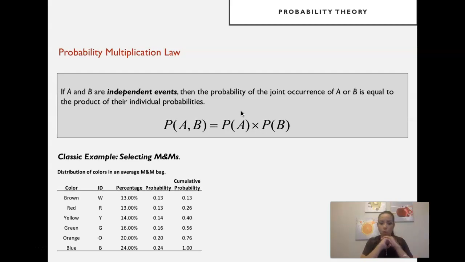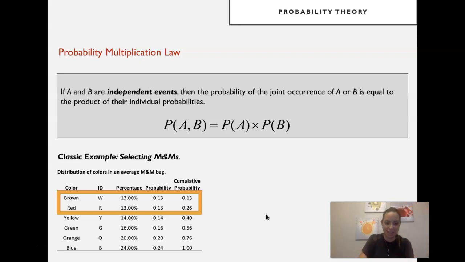Let's see an example. One situation that we know for sure there is independence: the distribution of colors of little candies in M&M bags, okay? We know that you have 13% of brown, 13% of red, 14% of yellow, 16% of green, 20% of orange, and 24% of blue. So if you pick one, the probability of getting a brown candy is 0.13. The probability of getting a red candy is 0.13, yellow 0.14, green 0.16, orange, and so on. Okay?